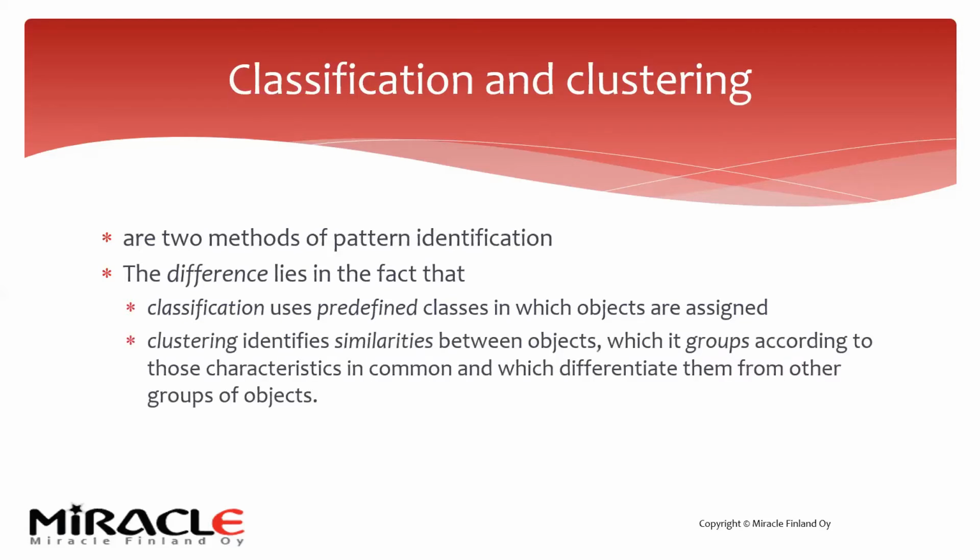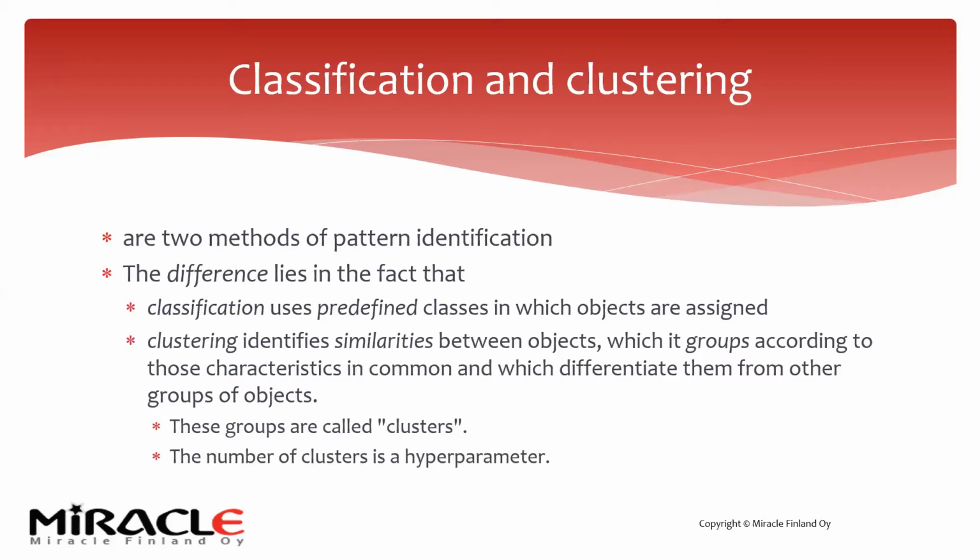While if we are using clustering, the clustering is identifying those things that are similar and those things that are different for each of our data points. So it identifies similarities and differentiations between those objects and groups them together into clusters. And the number of clusters is a hyperparameter. So hyperparameter means a parameter that is defined before we start the process.